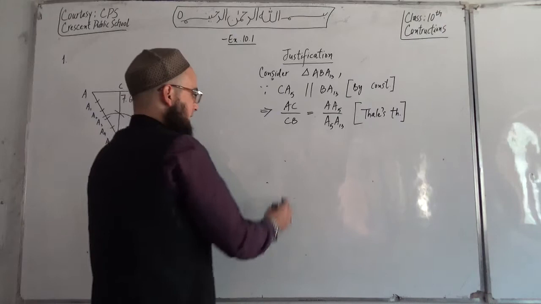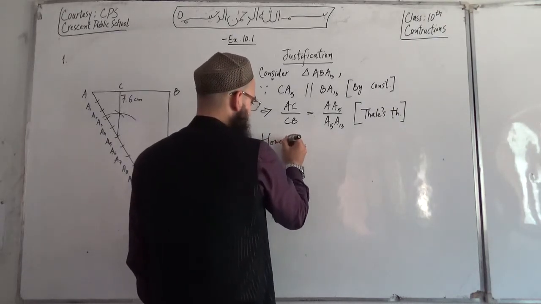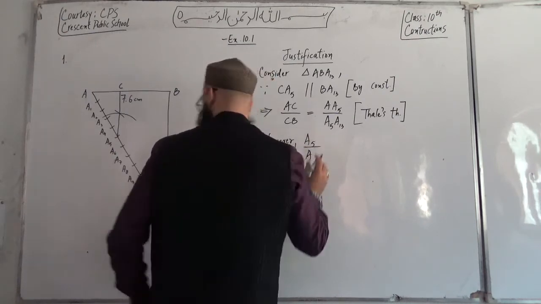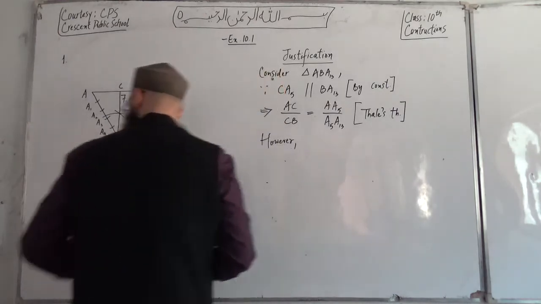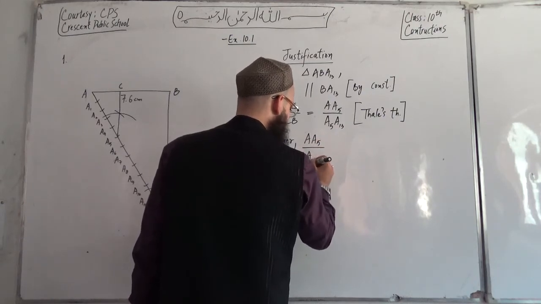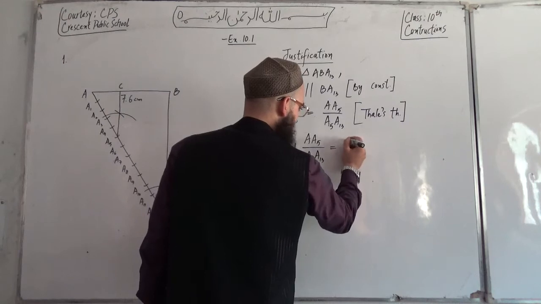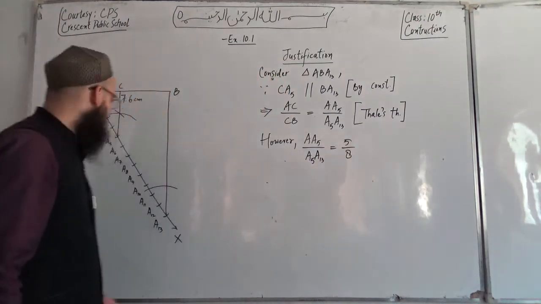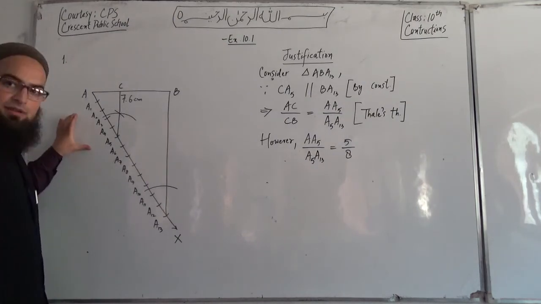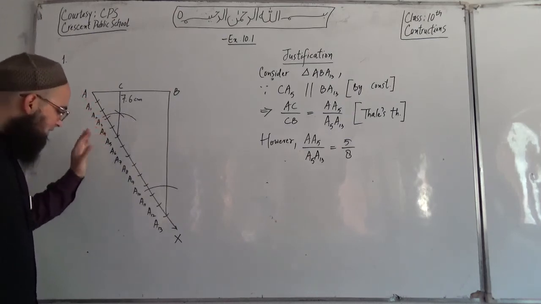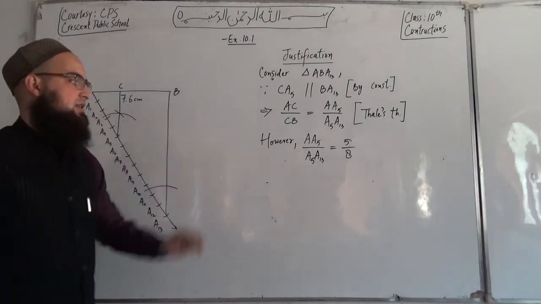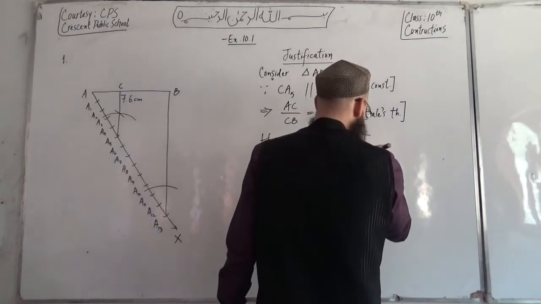You got it? However, one thing we know is that AA5 by A5A13 is nothing but 5 by 8. Why? A5 by A5A13, because these are 13 equal parts. From A to A5 there are 5 parts, 1, 2, 3, 4, 5. Then from A5 to A13 there are the remaining 8 parts, 1, 2, 3, 4, 5, 6, 7, 8. So we know this is 5 by 8 again by construction.